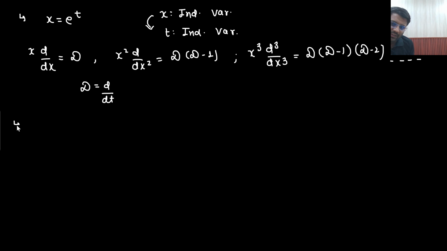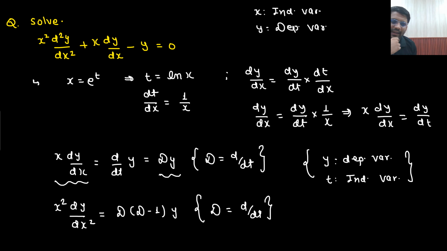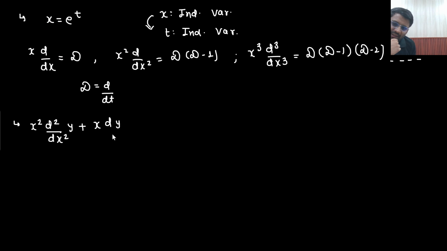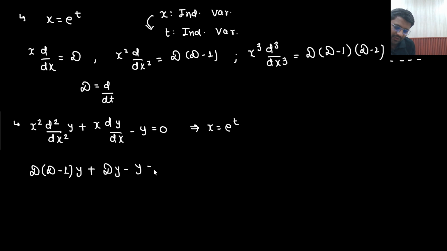So now your given equation was x square d square y by dx square plus x dy by dx minus y equals to 0. So here what you will do, sir, x is creating the problem, x equals to e to the power t. So just as I do this process, this much of thing will be replaced with D into D minus 1, this much of thing will be replaced with D, and this will remain y only, equals to 0. Can I take y common? Absolutely, sir.